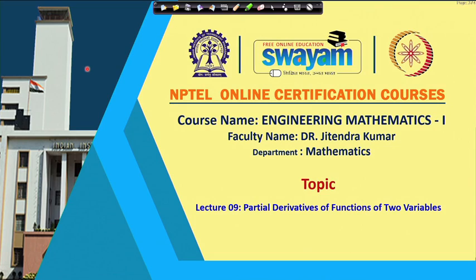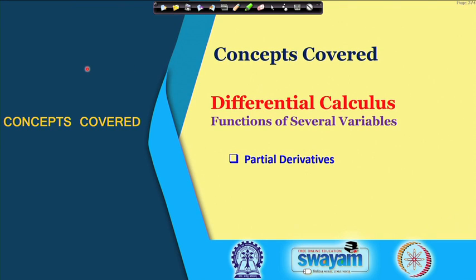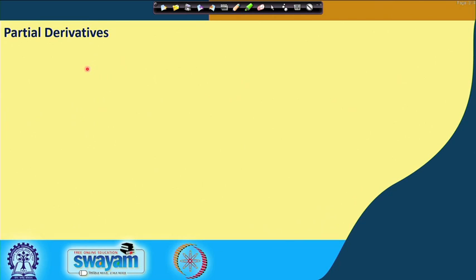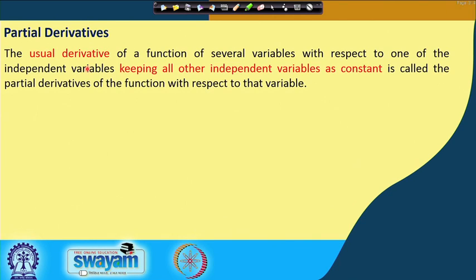Hello, welcome to the lectures on Engineering Mathematics 1, and this is lecture number 9, and we will be talking about partial derivatives of functions of several variables. So, what is partial derivative? It is a usual derivative of a function of several variables with respect to one of the independent variables while keeping all other independent variables as constant.